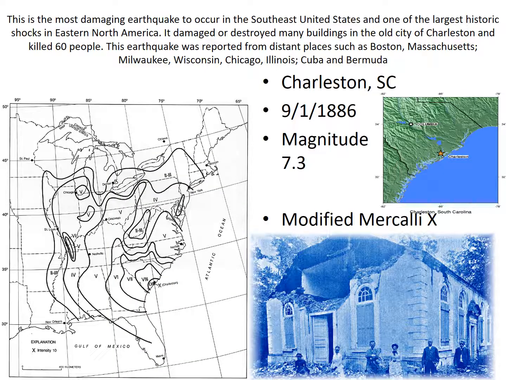All right, and so I was mentioning that earthquake in Charleston, so let's talk a little bit more about that. It happened in 1886. It was a magnitude 7.3, and it destroyed a whole lot of stuff. It's the most damaging earthquake to occur in the southeast United States, and one of the largest historic shocks in eastern North America. It destroyed many of the buildings in the Old City of Charleston, and it killed 60 people. And it was felt as far as Boston, Milwaukee, Wisconsin, Chicago, Illinois, Cuba, and Bermuda.